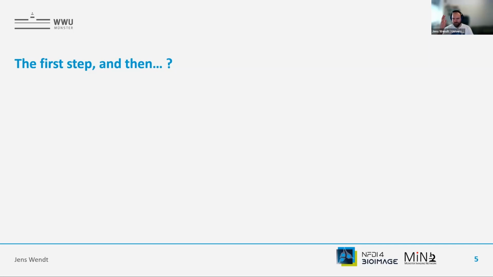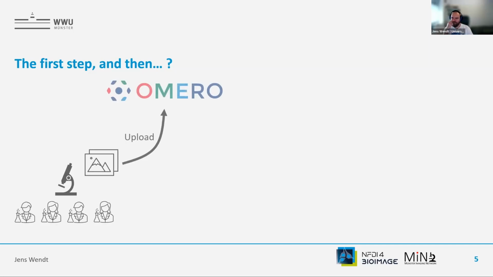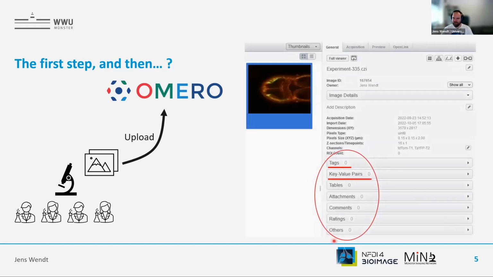Envision the following scenario. A research group starts using OMERO, and you, as a core facility member, give them an introduction to it. They are immediately enthusiastic and start uploading their newly acquired images onto OMERO. A week later, you decide to check on the OMERO group, and all the images look like this. Zero metadata. Therefore, also not really findable and usable.